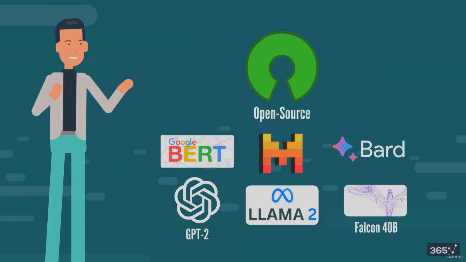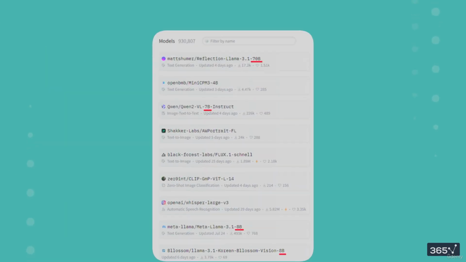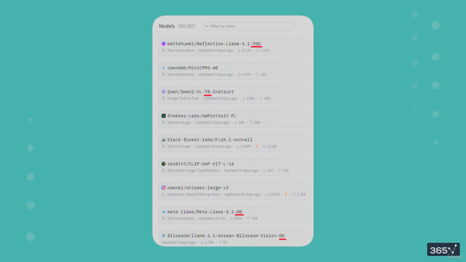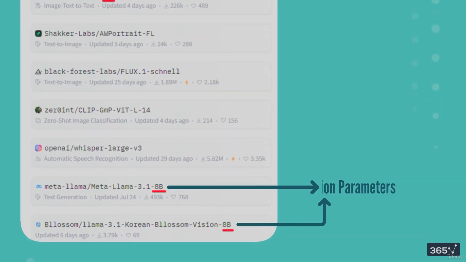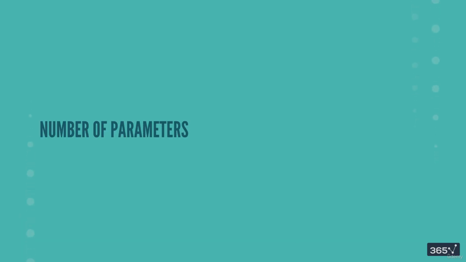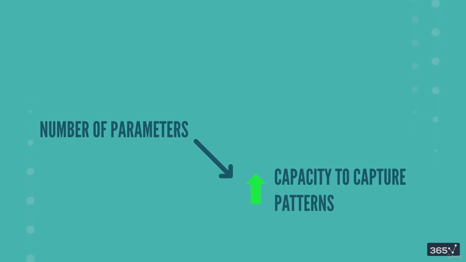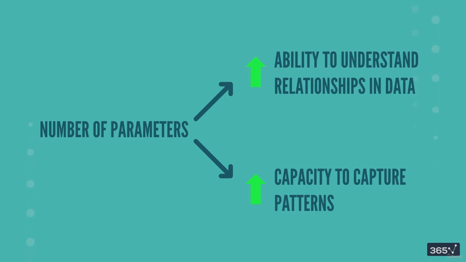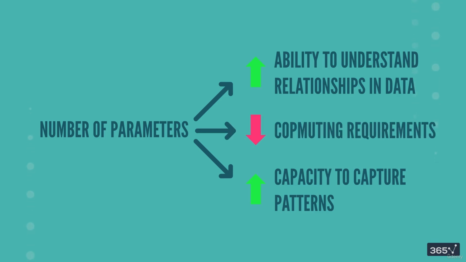When choosing an open source model, consider the number of model parameters. You'll often see this number included in model names. For example, 8B refers to 8 billion parameters. The number of parameters significantly influences a model's capacity to capture complex patterns, but it's not the only factor determining performance. Generally, more parameters can enhance a model's ability to understand intricate relationships in data. But this also means higher computing requirements.